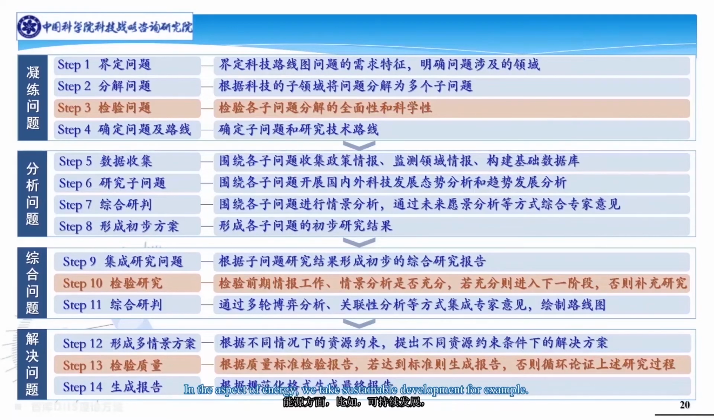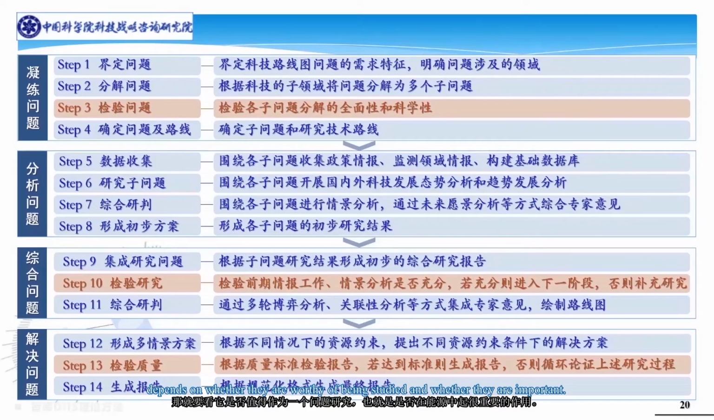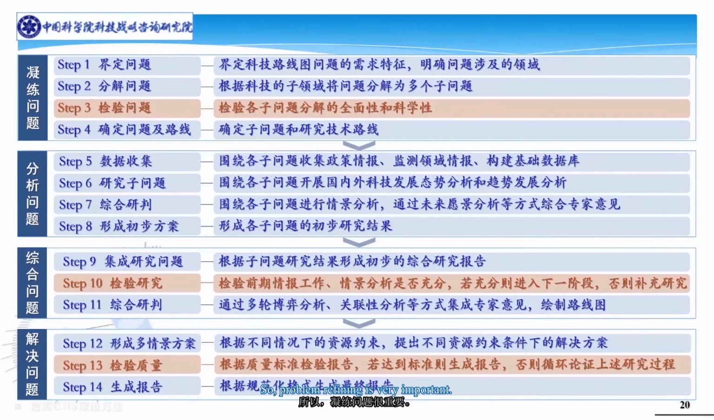In the aspects of energy, we take sustainable development, for example. There are many types of energy for sustainable development, and whether main aspects are covered, including wind power, solar energy, water energy, tidal energy, and geothermal energy, depends on whether they are worthy of being studied and whether they are important. And then we determine the subproblems and research routes based on this. So problem refining is very important.